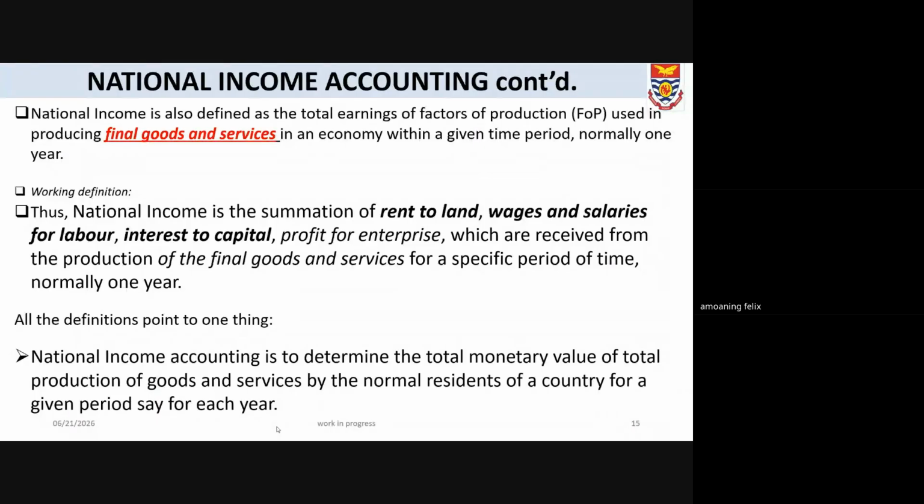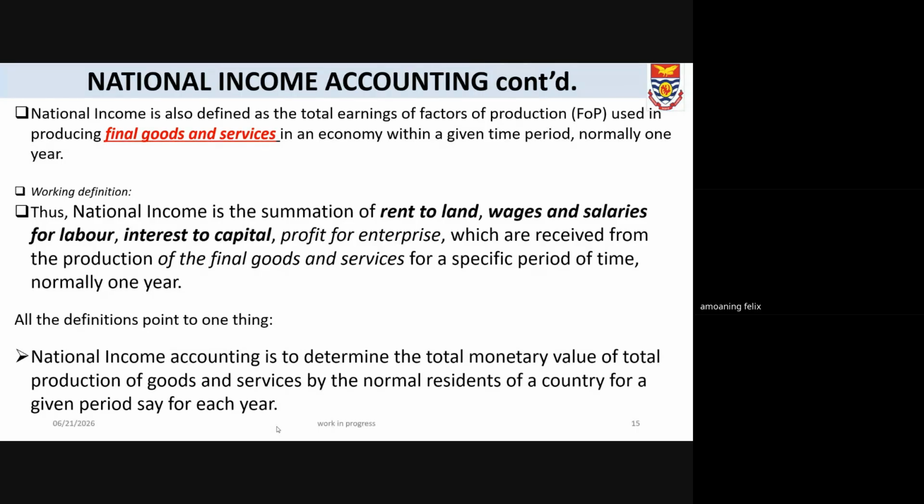And the main focus of the national income now is to account for today's production or today's economic activity that transpired. So previous economic activities are excluded. So if you built last year and we are accounting for the national income today, your building last year will not be considered, will be excluded. So national income accounting is to determine the total monetary value of total production of goods and services by the normal residents for a given period of time.